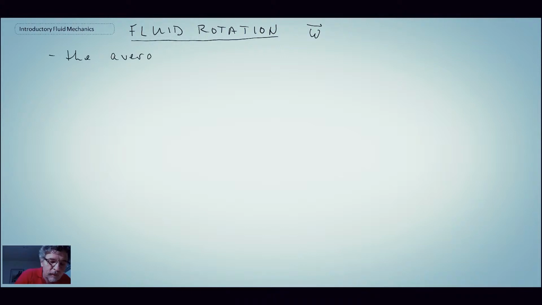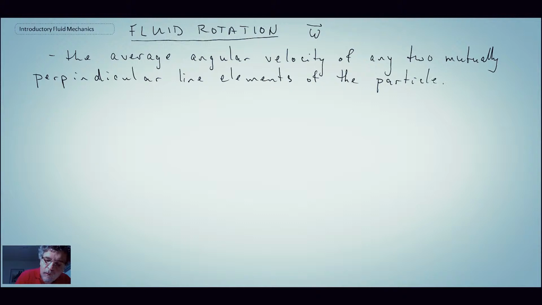In this segment, we're going to take a look at one of the four general motion types of fluid, and that will be fluid rotation. Fluid rotation in fluid mechanics is described by a vector omega. It's defined as being the average angular velocity of any two mutually perpendicular line elements.